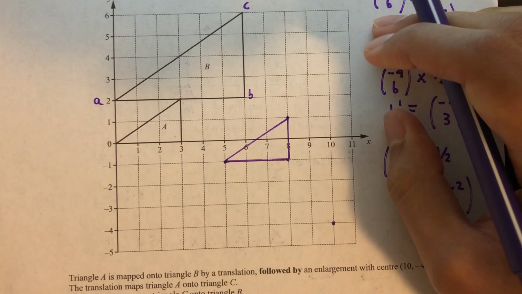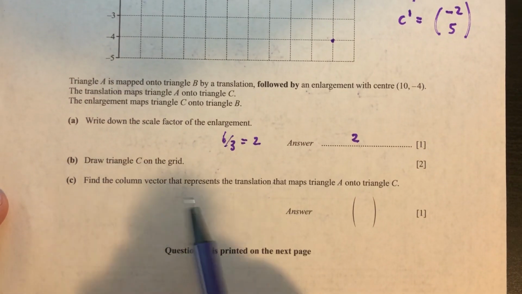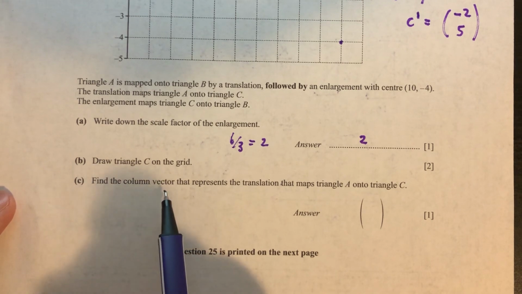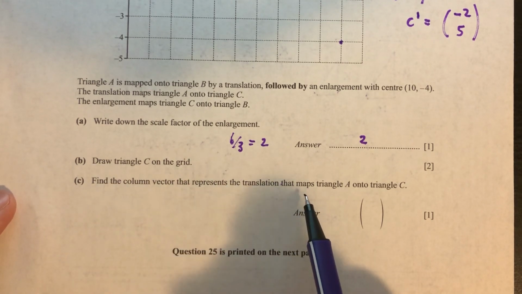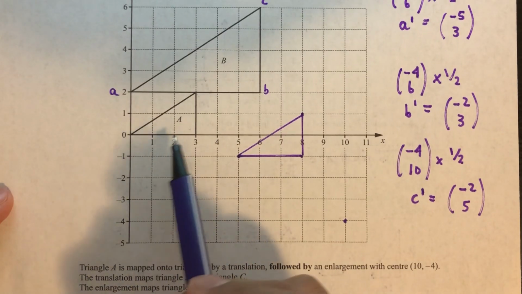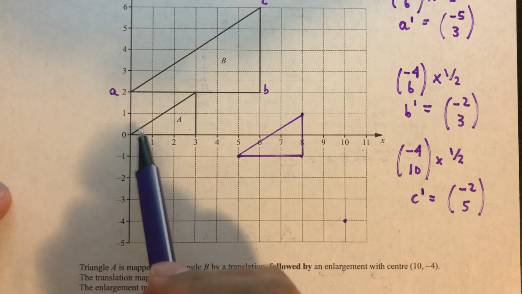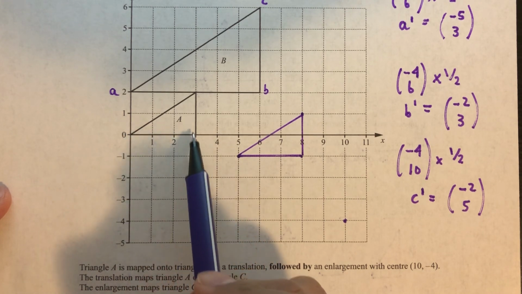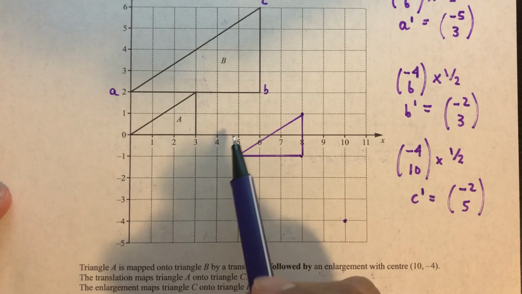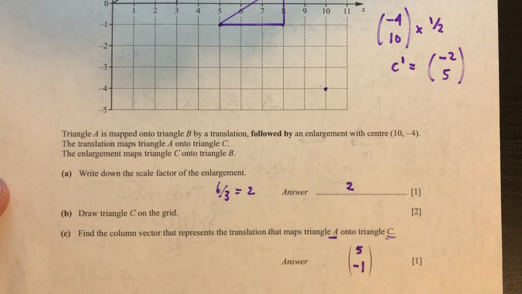Okay, so that's C. And then now the next question, the last one. Find the column vector that represents the translation that maps triangle A onto C. So from A to C, we have a translation. Let's take this point. So we have to move 1, 2, 3, 4, 5 to the right and 1 to the bottom. So the translation vector is 5 to the right and minus 1. So that's the translation vector.